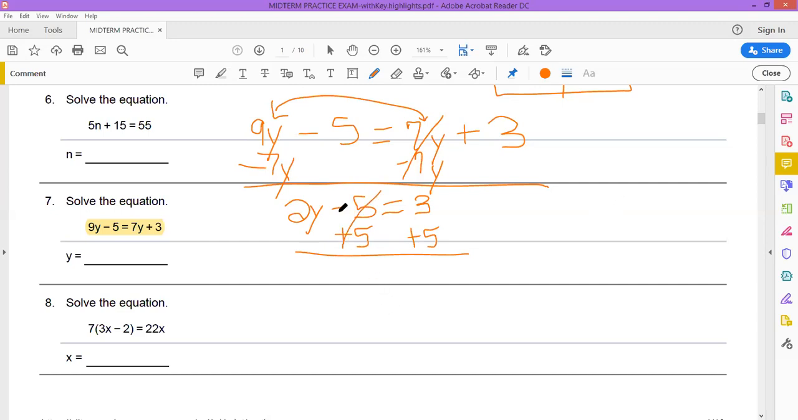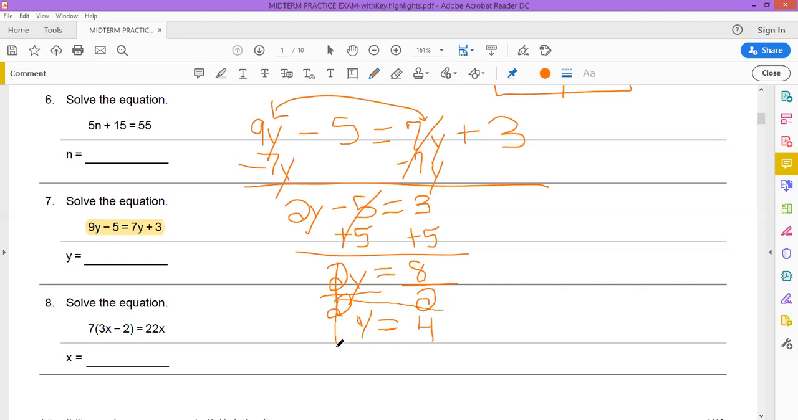So negative 5 plus 5 will cancel on the left, leaving 2y. So we carry down our 2y. Carry down the equal sign. And then we're adding on the right side. 3 plus 5 gives us 8. The last step is to divide both sides by 2. And we'll get y equals 4.